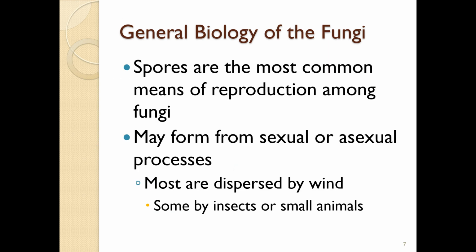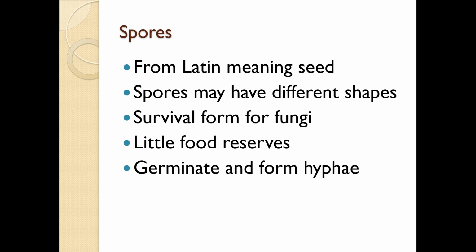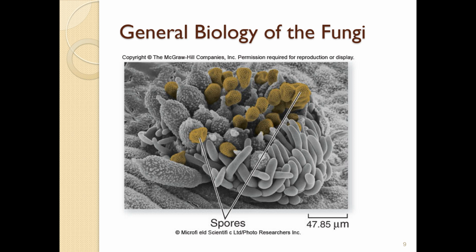Spores are the most common means of reproduction among fungi. They may form from sexual and asexual processes. Most of them are dispersed by wind, but some are by insects or small animals. So spores come from the Latin meaning seed, and there could be various shapes for spores. This is the survival form for fungi. They have very little food reserves, and once they germinate, they form hyphae. And here's a very close look at spores.